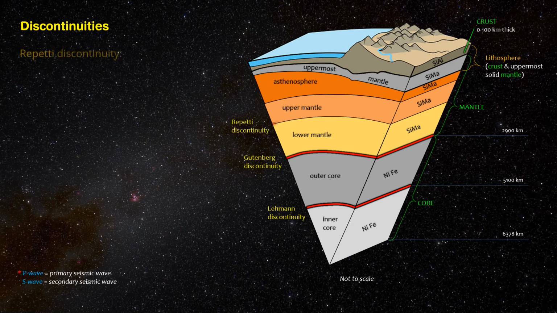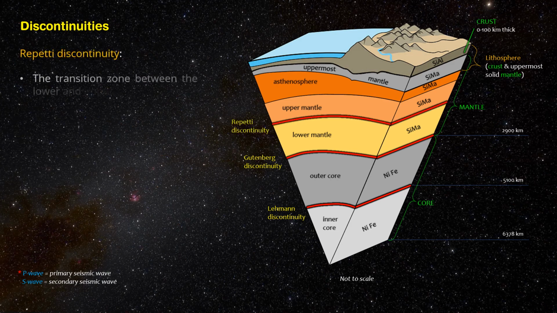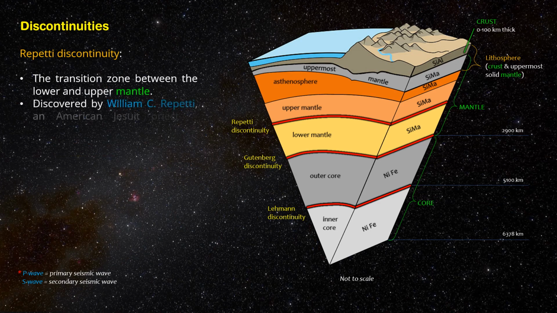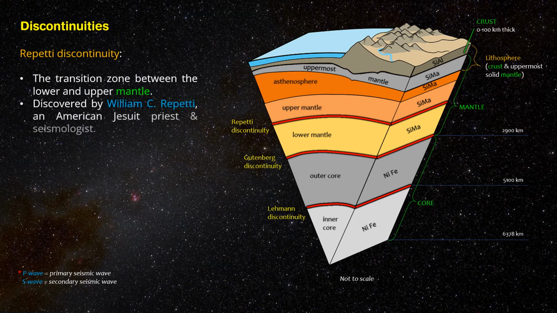Repetti discontinuity, the transition zone between the lower and upper mantle, discovered by William C. Repetti, an American Jesuit priest and seismologist.